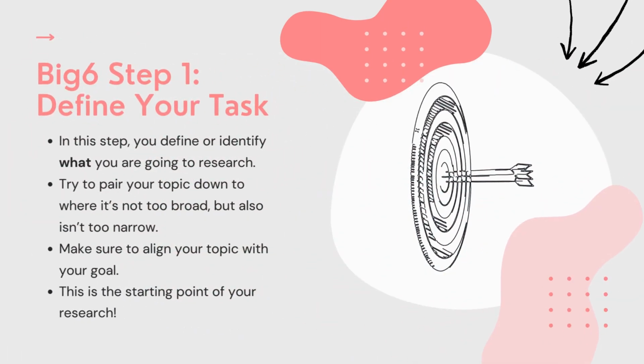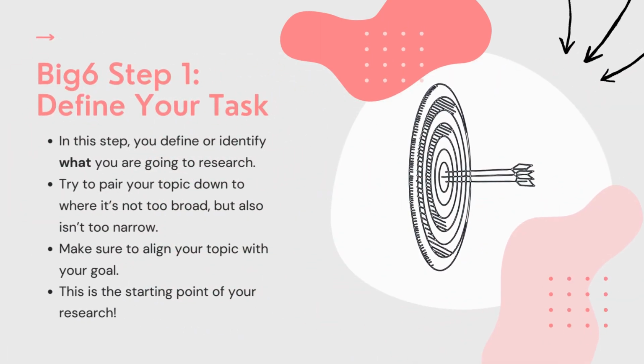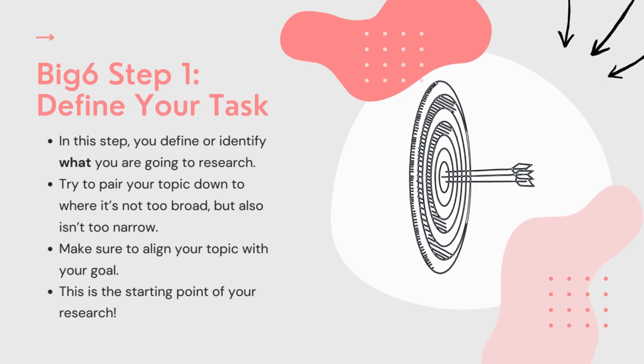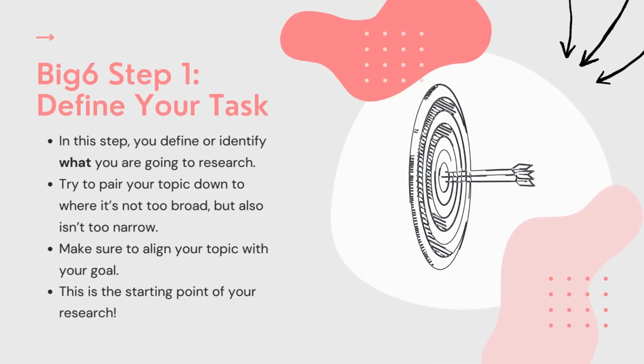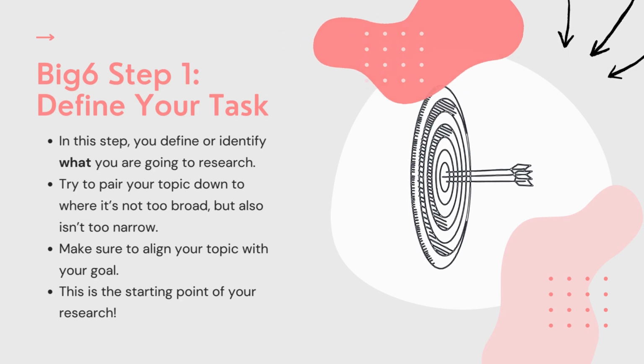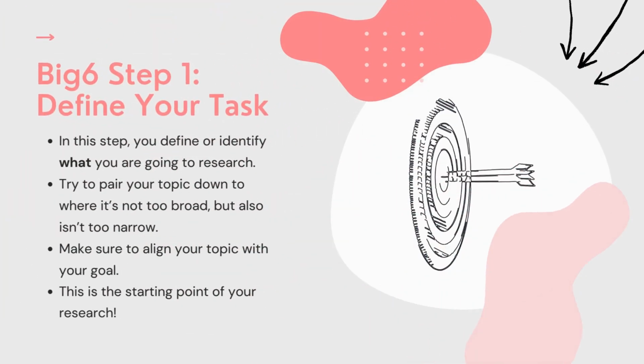So let's dive in with Big 6 step number 1. It is called task definition or define your task. In this step, this is when you're going to identify exactly what you're going to research. To be able to identify what you're going to research, though, you need either your assignment prompt or you need some sort of starting point that will give you an idea of where you need to go.